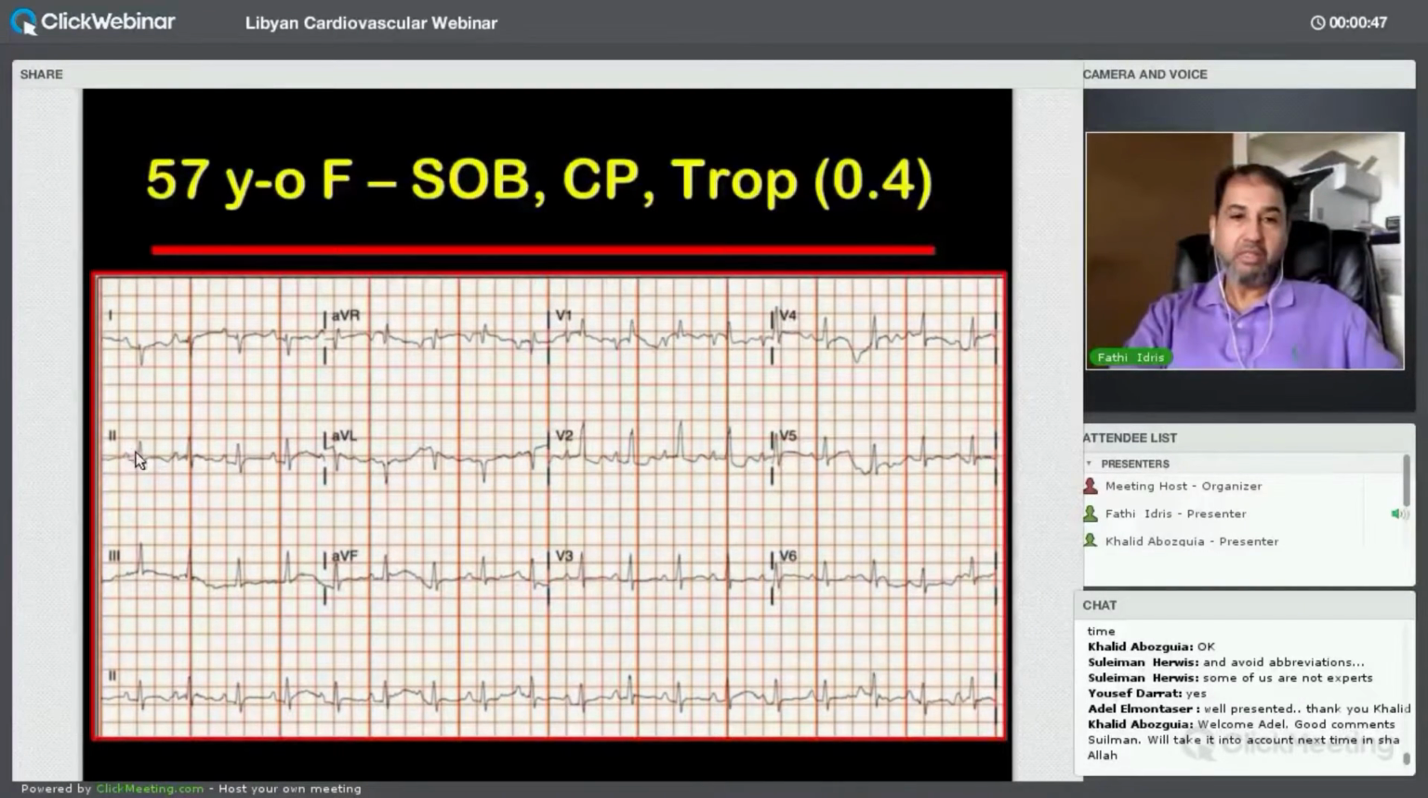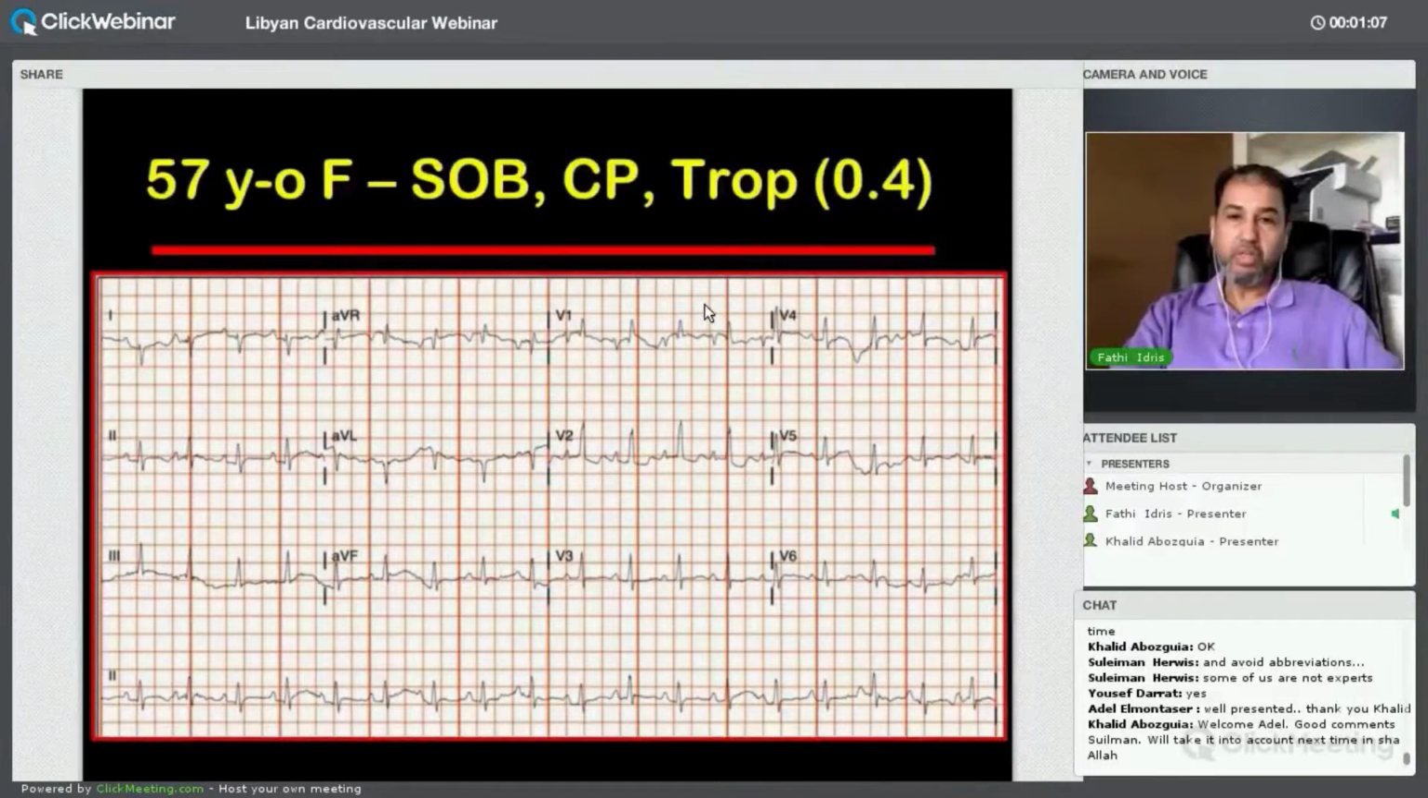As you can see, the patient has P waves, so the patient is in sinus tachycardia. This is lead 1, lead 2, lead 3, and you can see the patient is in sinus tachycardia. You can see lots of artifact at the baseline, so the patient is critically ill.